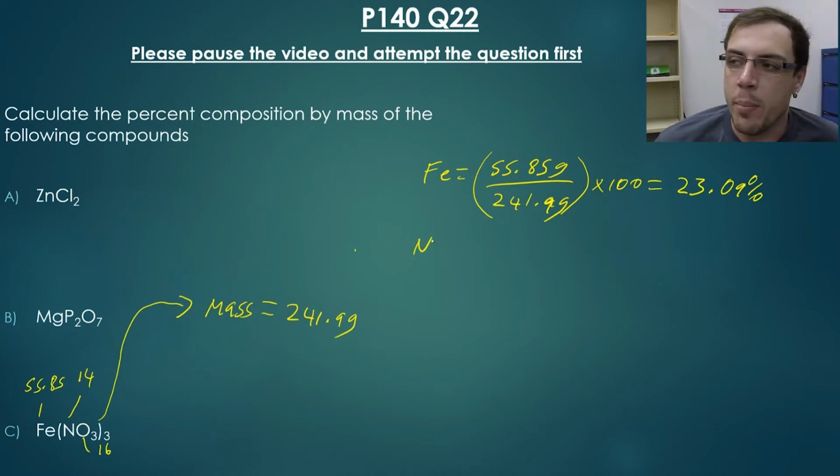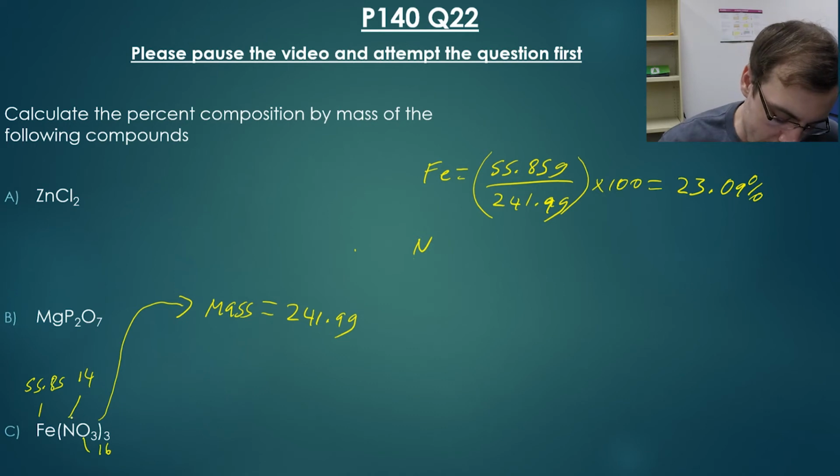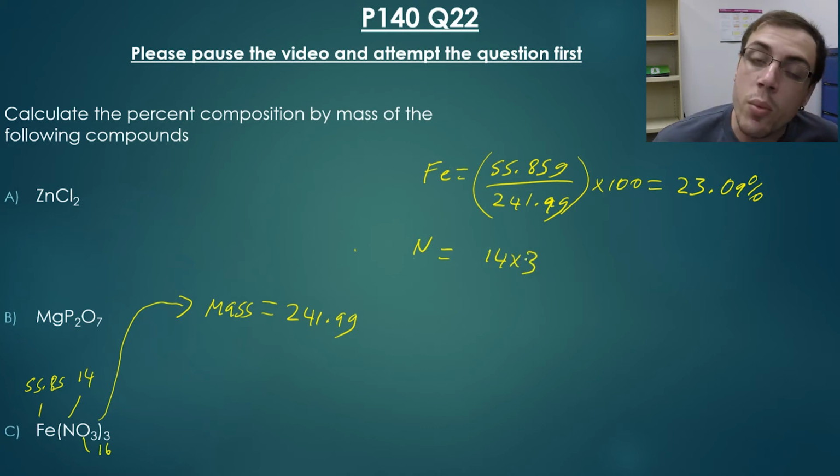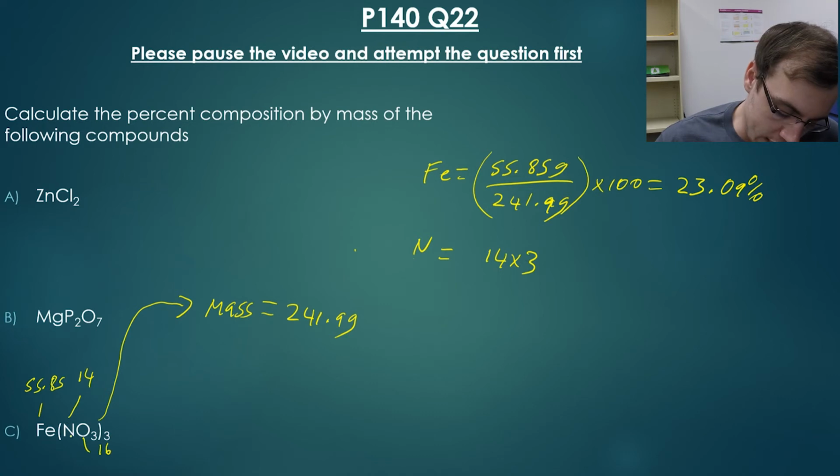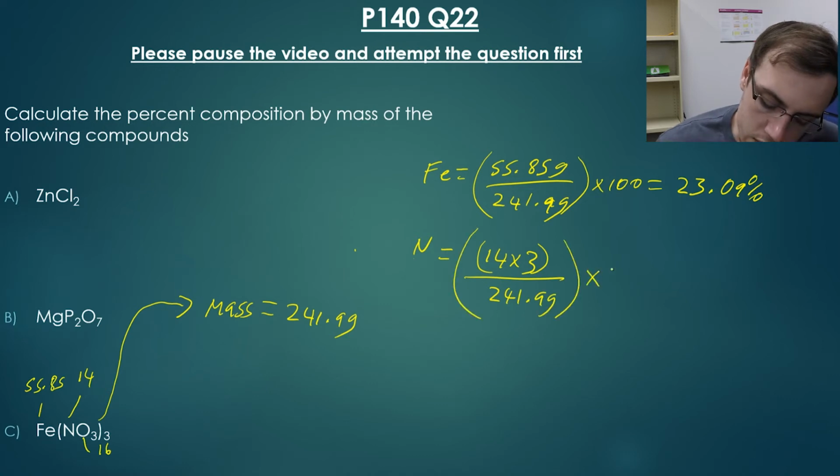Now we look at nitrogen, because remember, we're calculating the elements. We're not calculating the mass of a compound within a compound, so we're not looking at NO3. We're just looking at the overall individual elements. Now this is where it can be a little bit tricky, because we're going to take 14 times 3. The reason for that is there is one nitrogen in here that is multiplied by 3. So it's going to be 14 times 3 divided by 241.9 grams, times 100. And that will give us 12.37%.